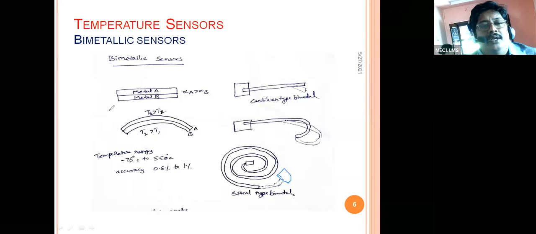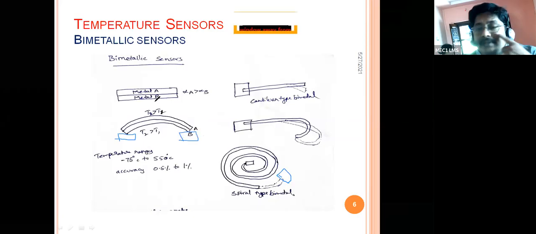Here, if you observe, in this case also, when this metal A and metal B elongate, automatically it bends, thereby it touches this button, and automatically the power cuts off. When the power cuts off, automatically the temperature of the iron box decreases. Once it decreases, the contact between these two will be removed, and again the power will be on. Thereby this happens in the iron box. That means automatically the current will turn on, and automatically the current will cut off with the help of these bimetallic sensors.